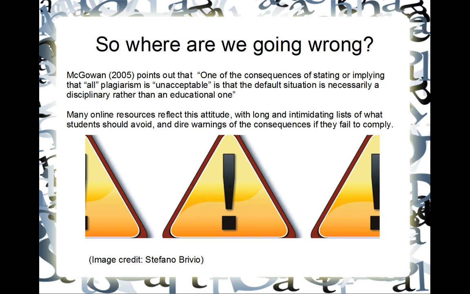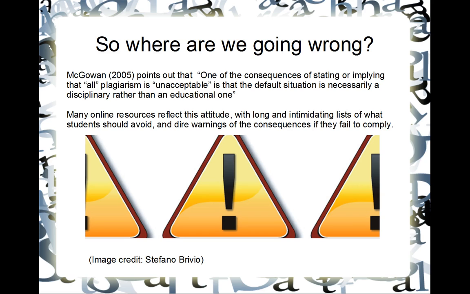So, where are we going wrong at the moment? Universities, of course, are aware of this problem, and they have been for some time. Quite a lot of institutions have created online learning objects and tutorials. They're often excellent, very visually attractive, detailed, but they are often created with an assumption in mind.